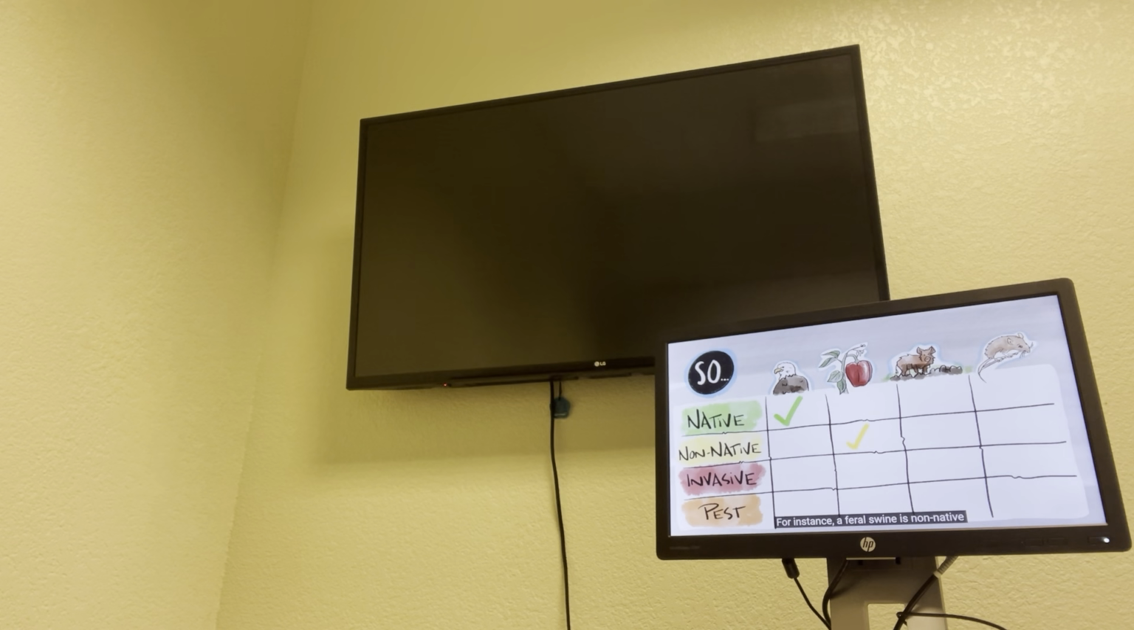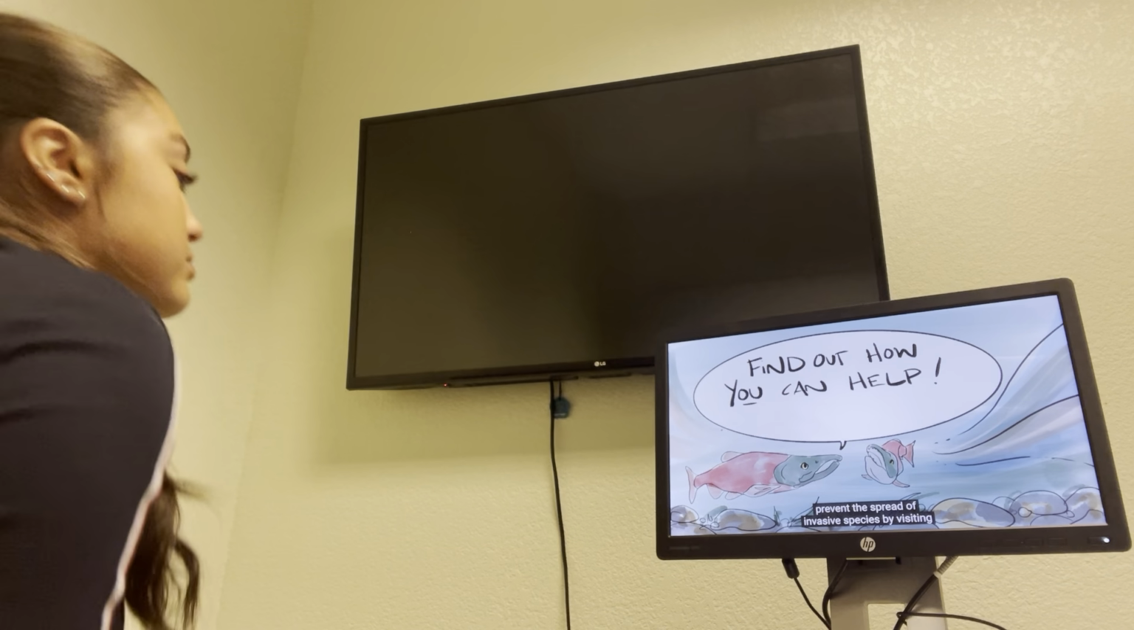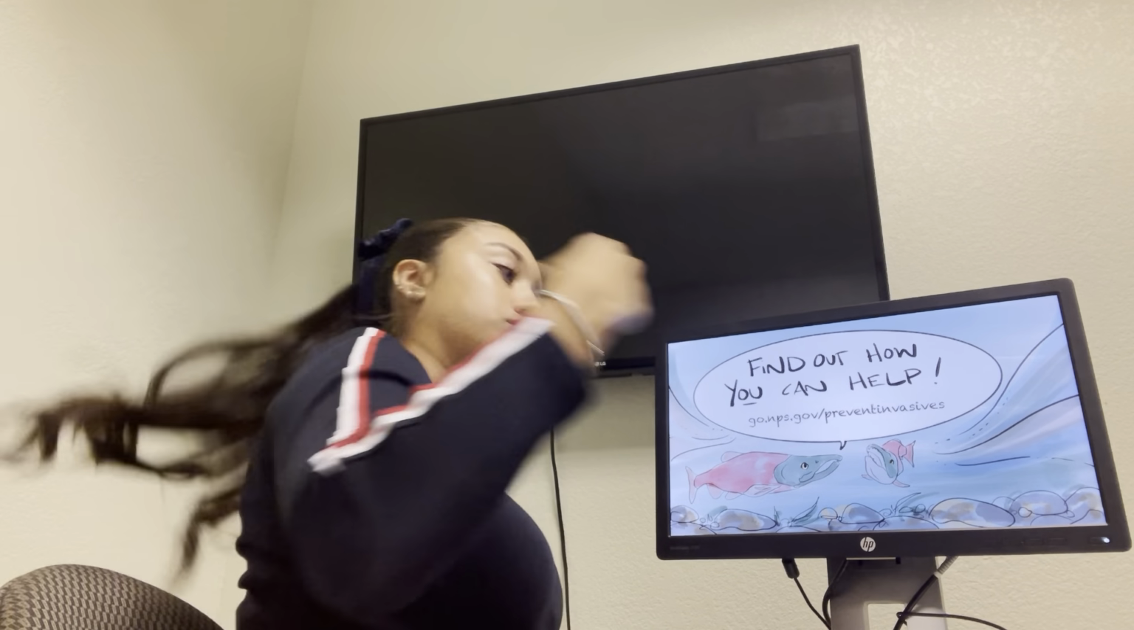Confused? For instance, a feral swine is non-native because it did not originate in the US, a pest because it causes damage to a variety of resources, and it's invasive both because it's non-native and causes harm. On the other hand, the white-footed mouse is native because it comes from the US and may be a pest if it causes damage or health issues, but it's not invasive because it is native. Phew! We threw you a lot of information in a short amount of time. Find out how you can help prevent the spread of invasive species by visiting go.nps.gov/preventinvasives.